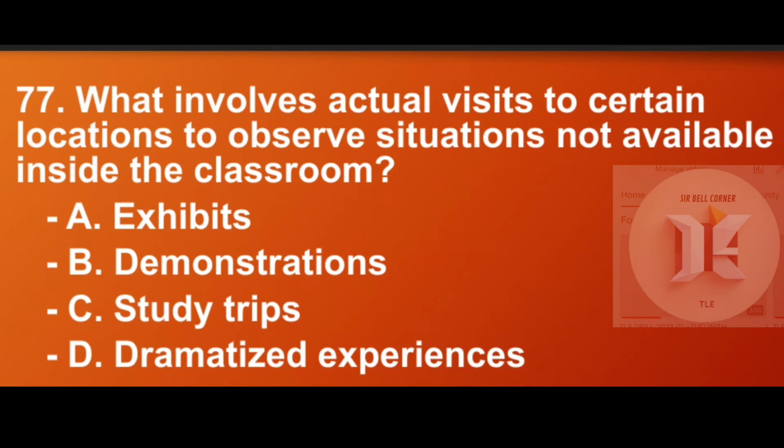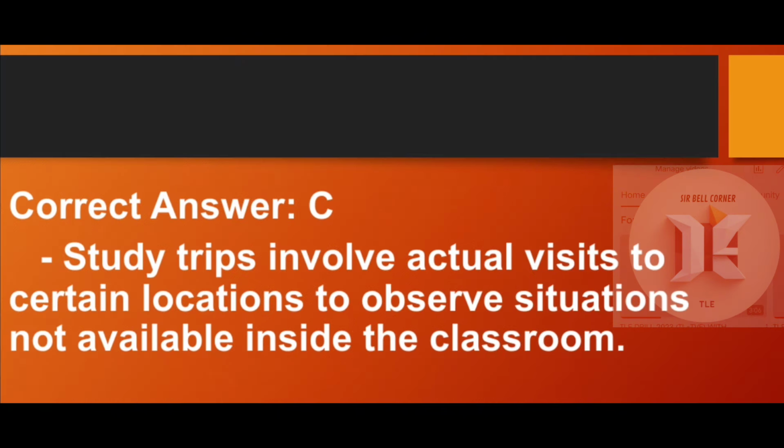77. What involves actual visits to certain locations to observe situations not available inside the classroom? A. Exhibits. B. Demonstrations. C. Study trips. D. Dramatized experiences. Correct answer. C. Study trips involve actual visits to certain locations to observe situations not available inside the classroom.